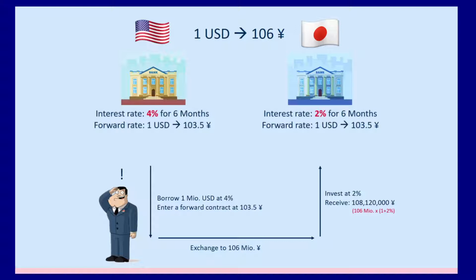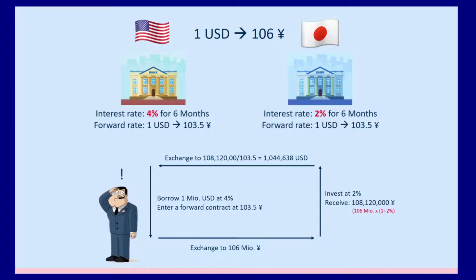So 6 months later, I have now 108,120,000 Japanese yen. And I remember, okay, I entered this forward contract, so I can change it back now to US dollars, and I already know what I will get. I will get $1 US for every 103.5 Japanese yen. So I change it back. And I now have 1,044,638 US dollars.